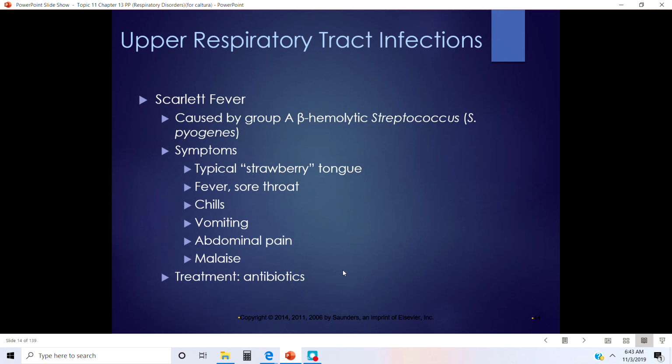Okay, so those are some of the upper respiratory tract infections. In the next lesson, we'll move down to the lower respiratory tract.